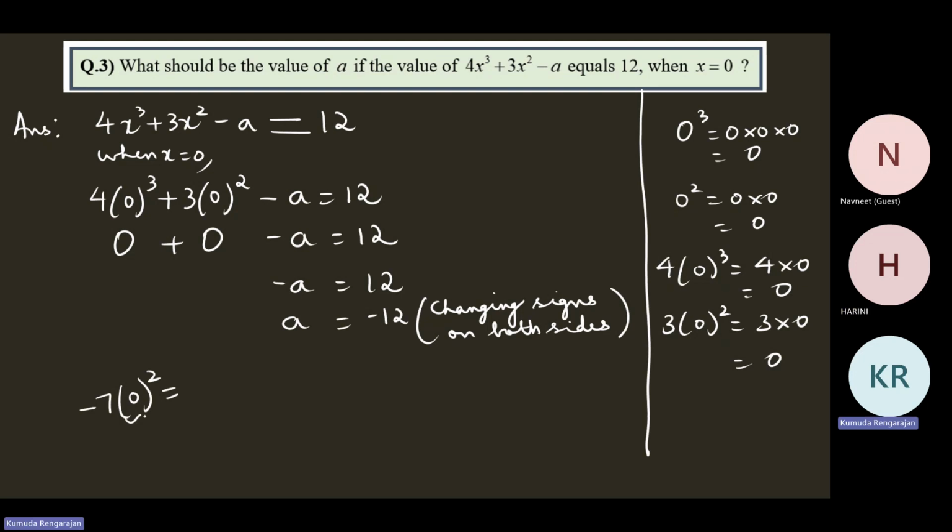0 square is 0. This one is 0. What is minus 7 into 0? Anything multiplied by 0 is 0 only, no? So 0. Yeah, anything multiplied by 0 is 0 only. So 0 into minus 7 is 0.